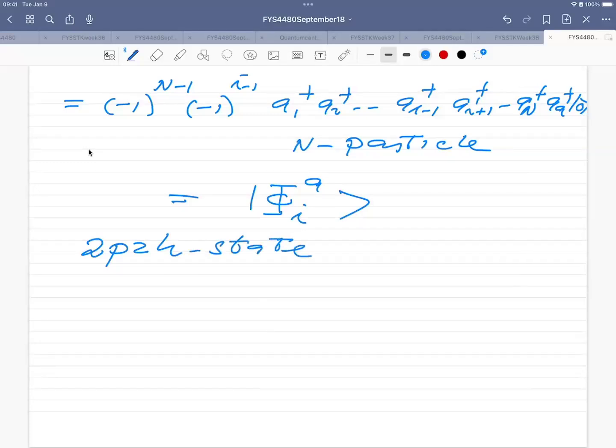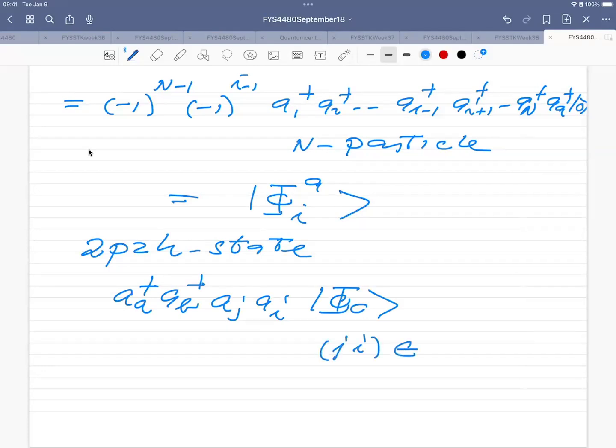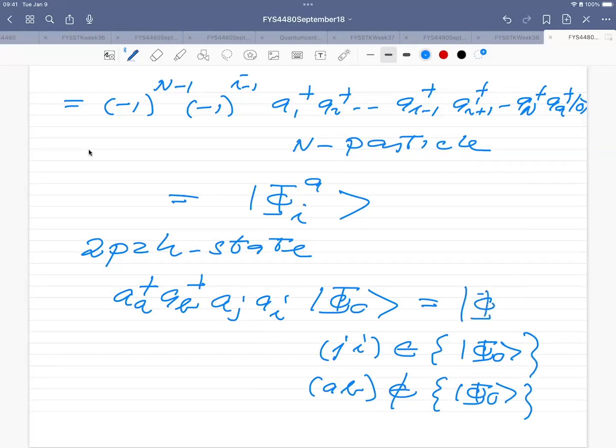So the recipe is now pretty straightforward. The list of all possible Slater determinants, if we're dealing with a system of this kind. So we have a_a dagger a_b dagger a_j a_i, and then I have to use the anti-symmetry. So this is a two-particle-two-hole state. So I am removing two single particle states i and j, both of them included in phi 0, whereas a and b are obviously above, not included in phi 0. So this means that we are going to use a new compact notation, phi_ij^ab.